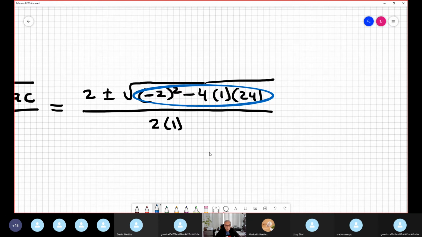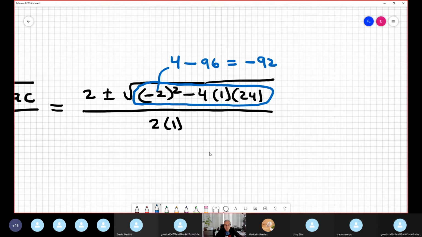Well, this is 4, positive 4, minus something. Well, 24 times 1 times 4. Actually, it's 24 times 4. It's 96. And 4 minus 96 is -92. And the square root of -92, I stop here because I know it's imaginary. So actually it is i times the square root of 92.